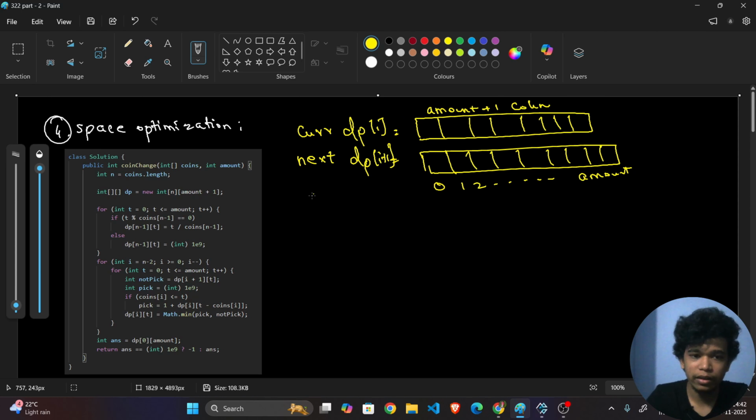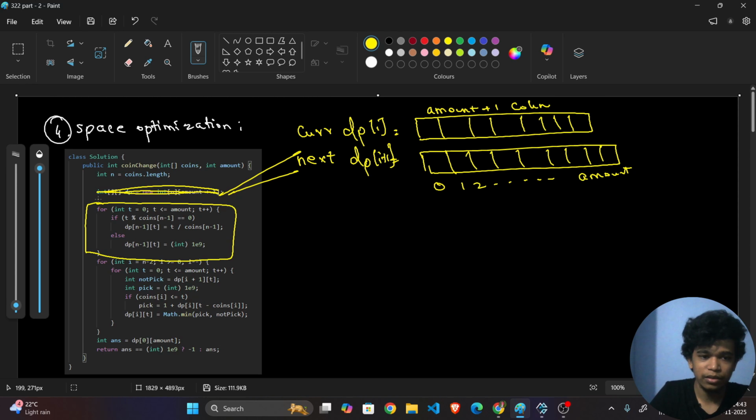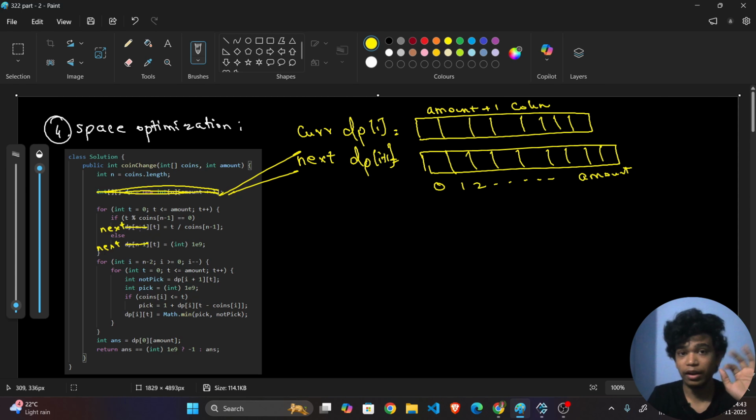Okay. Now what are the things I want to do? Instead of taking the DP as like this, I want to take two individual arrays. Now you want to write all these lines using the next. So instead of DP of n minus 1, we want to update this as next. Here also next. Can you understand up to this? So these two lines are converted into a next. So we have updated the next array.